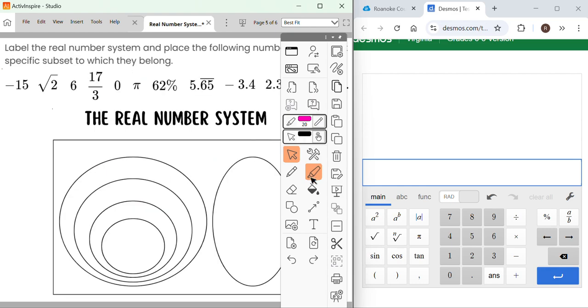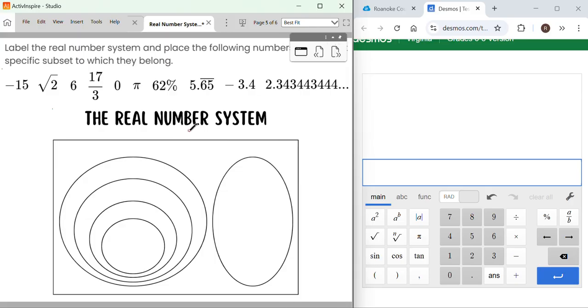Now let's look here, and I'm going to go ahead and go back to my stylus and see if we can figure out some things just by looking at them. First of all, -15 is an integer, correct? And it would be over 1. So it wants us to label, and then it wants us to put these numbers where they belong. So maybe I should just go ahead and label first and see what I can do there.